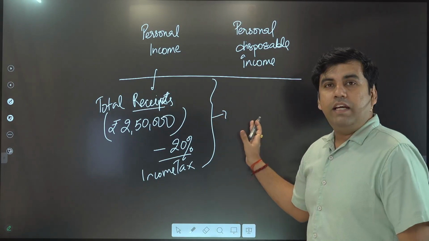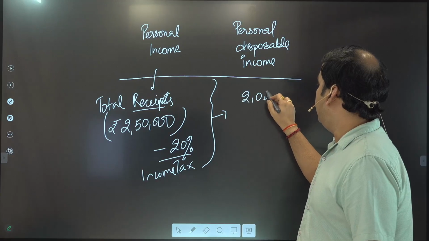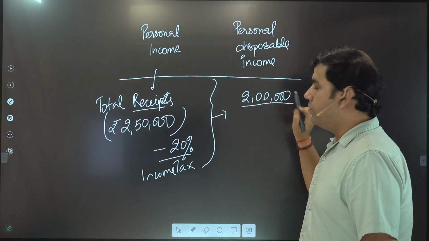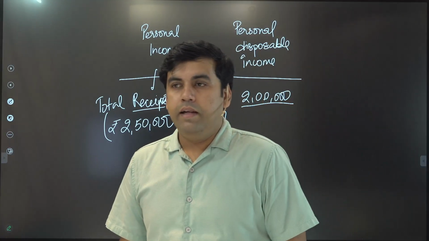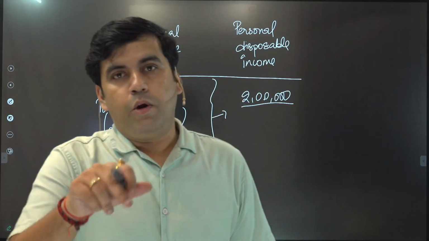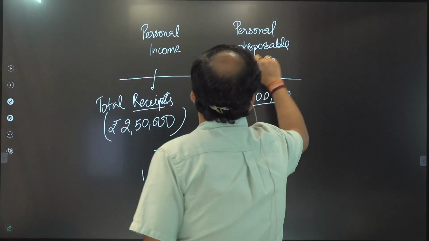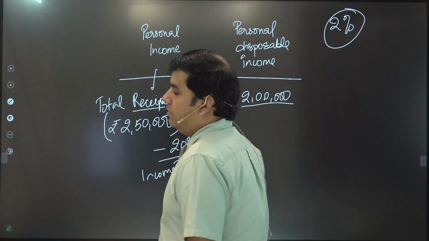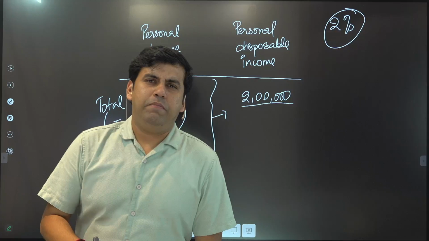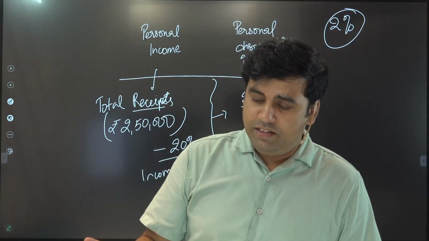So the income which I can spend is what? It is 2 lakh, right? 2 lakh. Clear? Now what's the problem in this case? The problem is that only 2% Indians pay income tax. For almost 97 to 98% Indians, which is what?